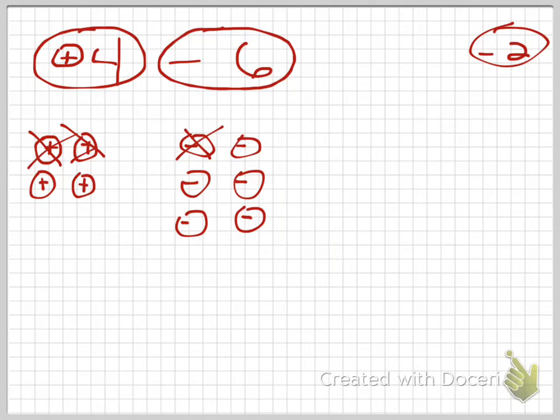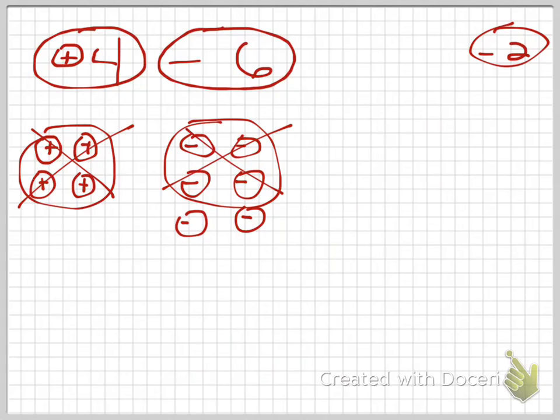So I can get rid of this one and this one, and this one and this one, and this one and this one, and this one and this one. I'm eliminating pairs. Another way of doing that would be to say there's 4 positive poker chips, and I'm going to eliminate 4 of these and 4 of these. You see what I'm talking about? I'm eliminating an equal number of positives and negatives.